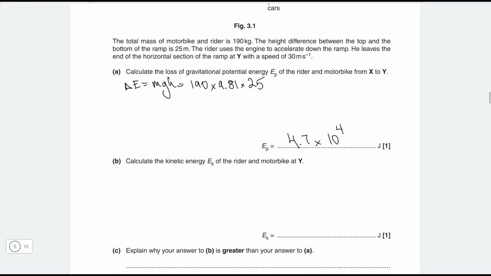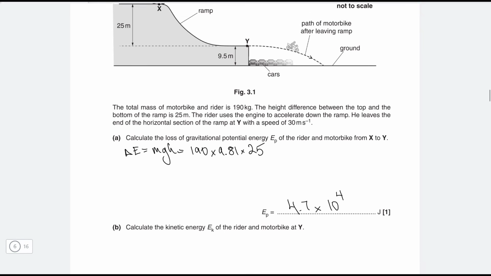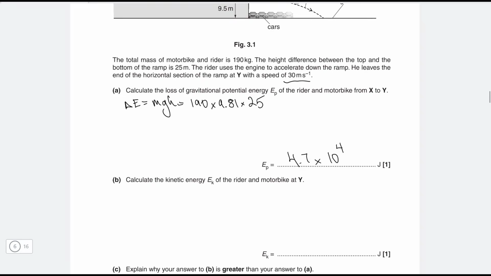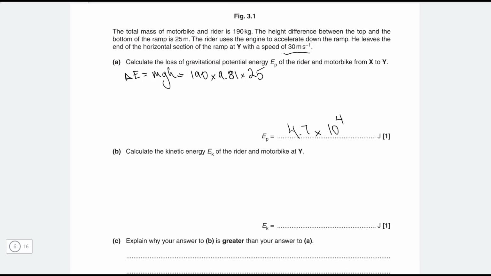For part B, we need to calculate the kinetic energy of the rider and the motorbike at point Y. Notice, because the rider is using the engine of the motorbike, the answer will not be 4.7 times 10 to the 4, but luckily we're given the exit speed to be 30 meters per second, and this is just a 1 marker, so I'm expecting to just use a half mv squared. Our kinetic energy will be a half times the mass, which is 190, times 30 squared, which gives us 8.6 times 10 to the 4 joules.